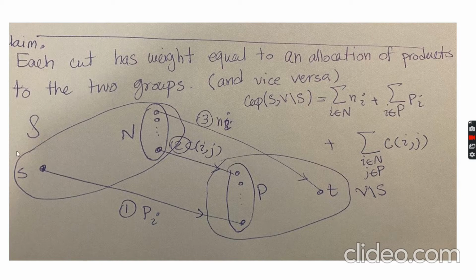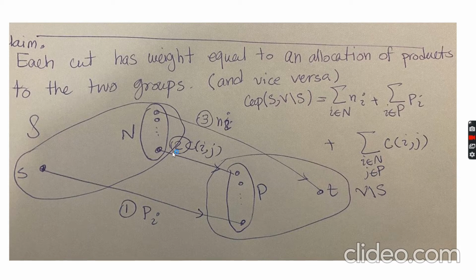I'm saying that if I have this cut S, which contains S, I will buy these products which are in S from company N, and I will buy these products which are in V except S from company P. Okay, now let's see what the prices have to be.